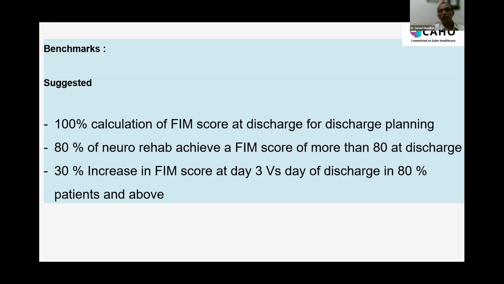I repeat: 100% calculation of FIM score 3 days before discharge, so that you can plan your discharge based on the FIM score; 80% of neuro rehabilitation patients achieve a FIM score of more than 80 at discharge; and a 30% increase in FIM score at day 3 versus day of discharge in 80% of patients and above. So that is a very, very good measure of your neuro rehabilitation services in your hospital.